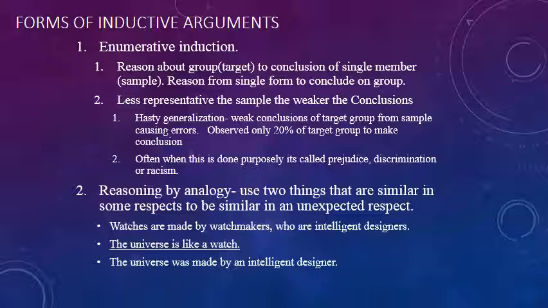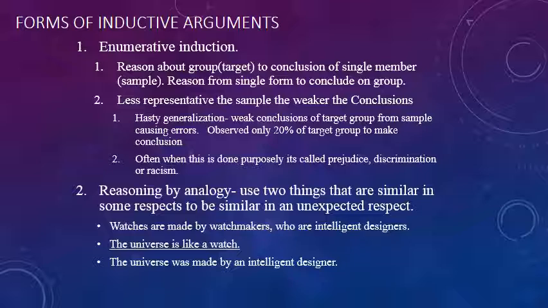The second type of inductive arguments is reasoning by analogy. It's using 2 things that are similar in some respects to conclude they are similar in another, unexpected respect. The example I have here: watches are made by a watchmaker who is an intelligent designer. The universe is like a watch, so therefore the conclusion is that the universe must be made by an intelligent designer. Again, that's jumping to a massive conclusion based upon 2 very weak premises, okay? Because the universe is not like a watch. The universe is much more intricate, much more specially designed than a simple watch would be.